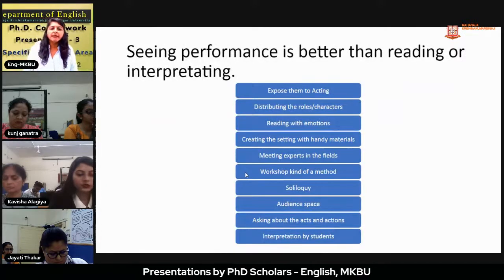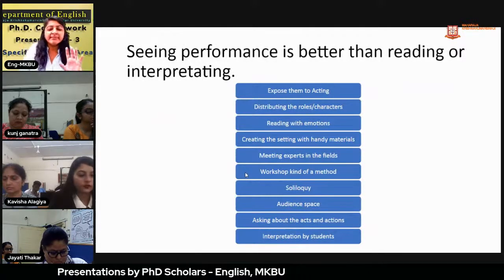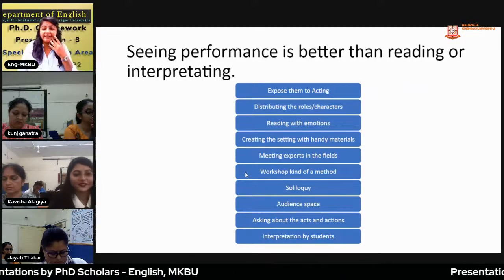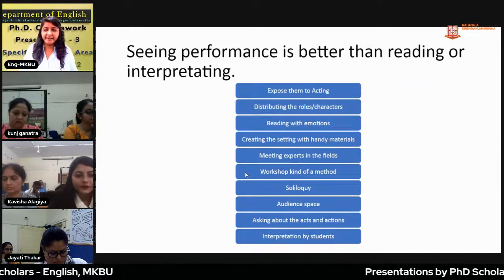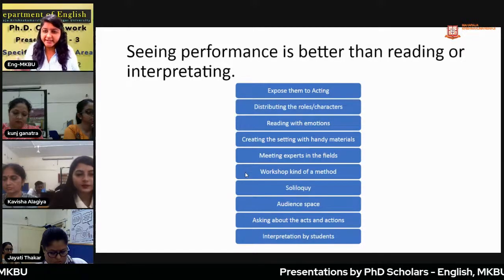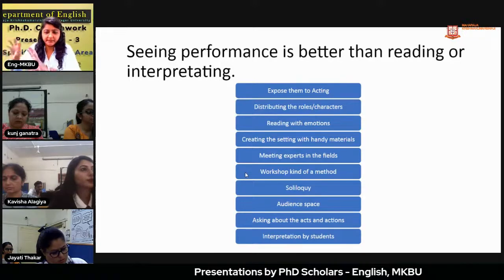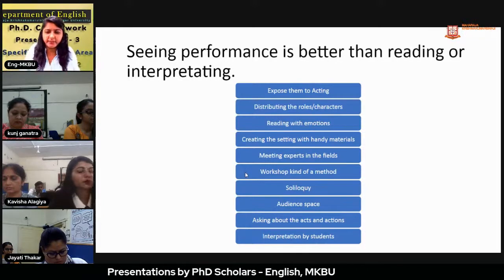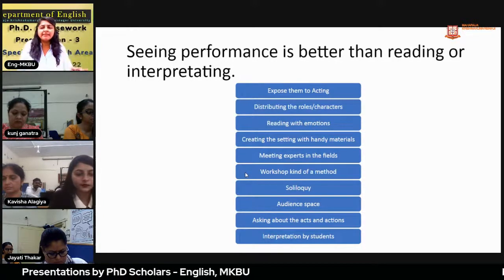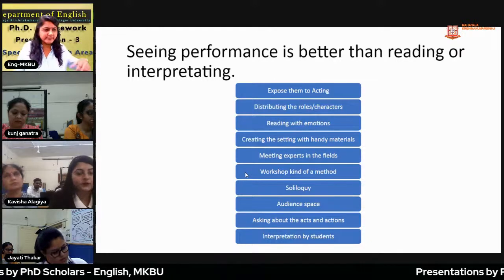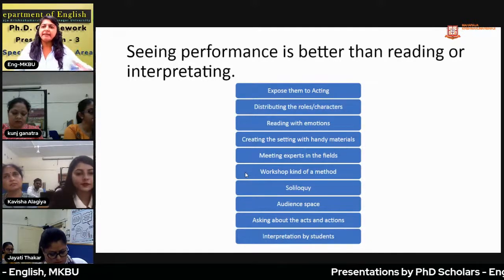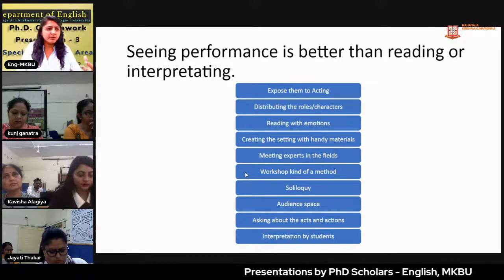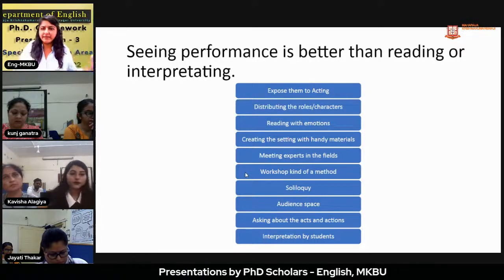Another, seeing performance is better than reading or interpreting. Reading here is just reading, interpreting is just interpreting, meaning we are not involving other things in reading. So seeing performance, in a way that students are performing themselves and other students are watching. So the audience is also a main part of drama performance.